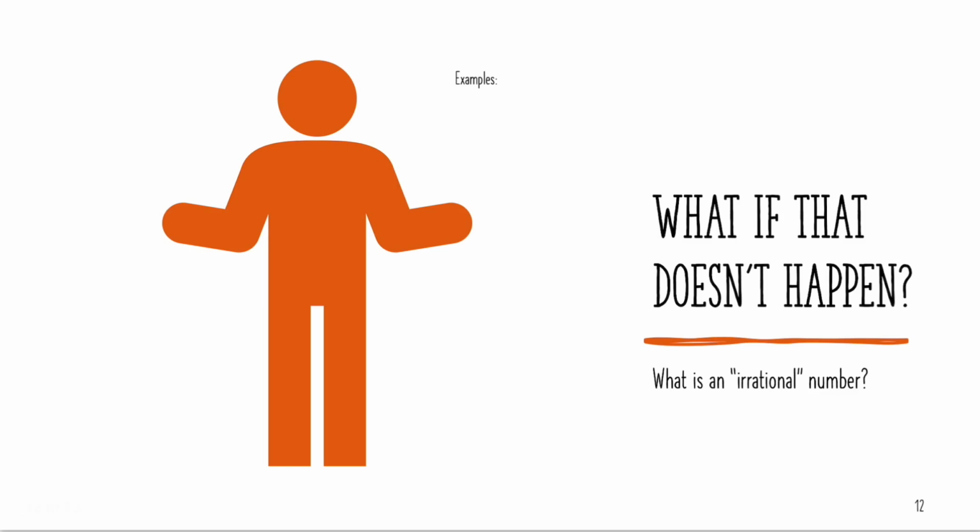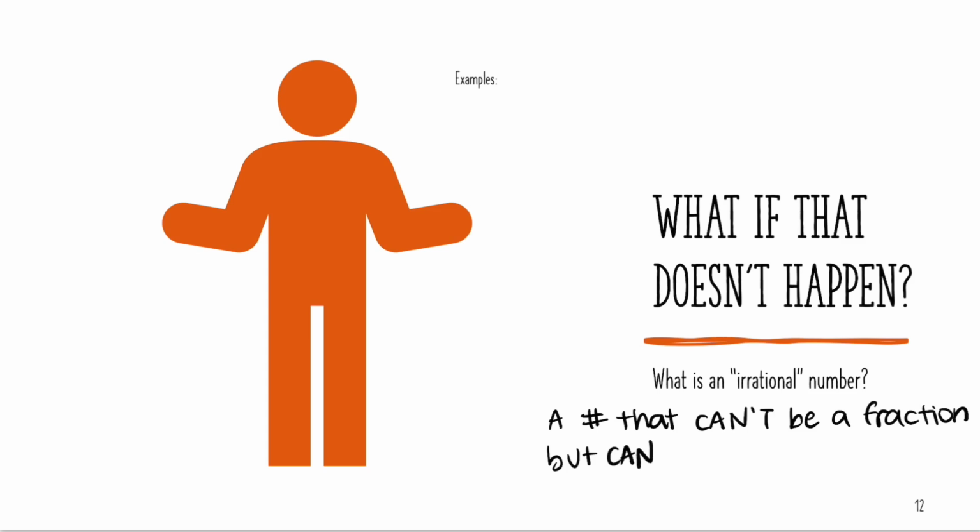So what if that doesn't happen? What is an irrational number? An irrational number is the opposite of a rational number. It is a number that cannot be represented by a fraction but can go on a number line. That's a big key, because remember I talked about real numbers and that was anything on a number line. So an irrational number is a number that can't be a fraction but can go on a number line.